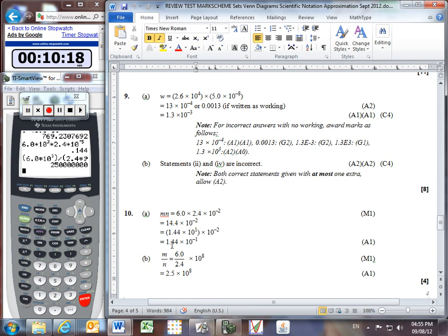And that is exactly what we got. 1 mark for the method of multiplying them and 1 mark for the answer. Again, 1 mark for the method of multiplying them and 1 mark for the answer.